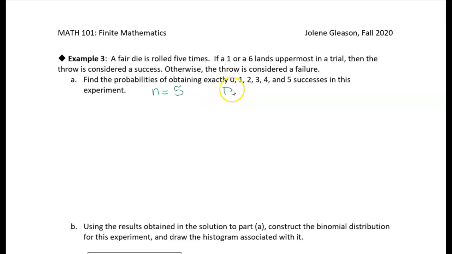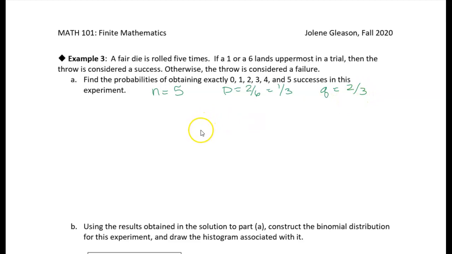What's the probability of success? In this case, we're interested in either a 1 or a 6 landing uppermost. So the probability of success is going to be 2 out of 6, which is just 1/3. What's the probability of failure? It's just going to be 1 minus 1/3, so the probability of failure is going to be 2/3.